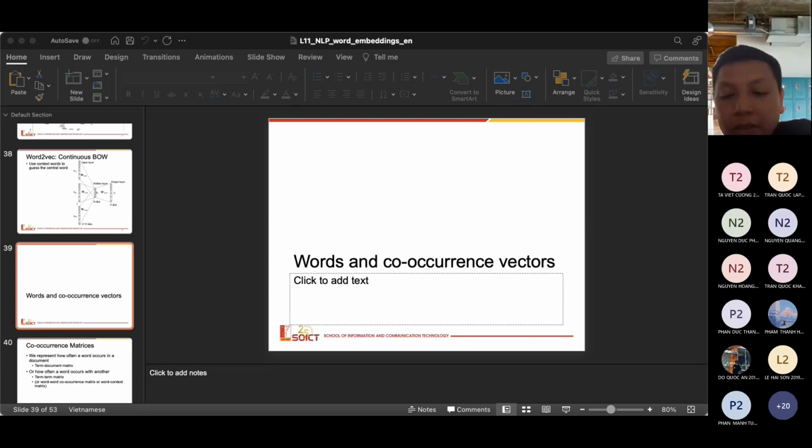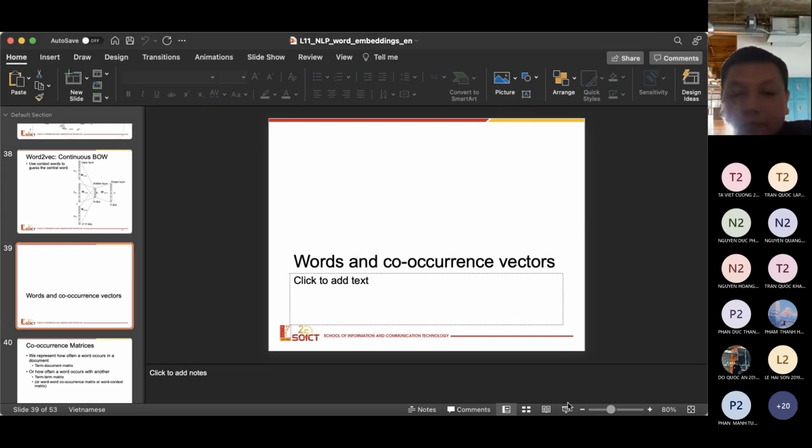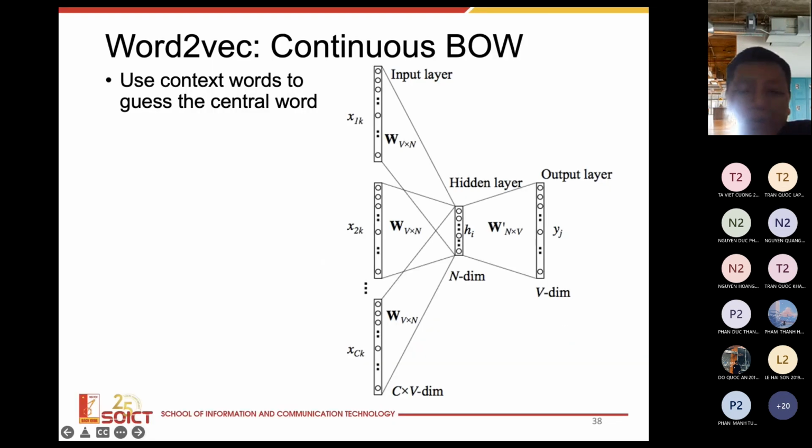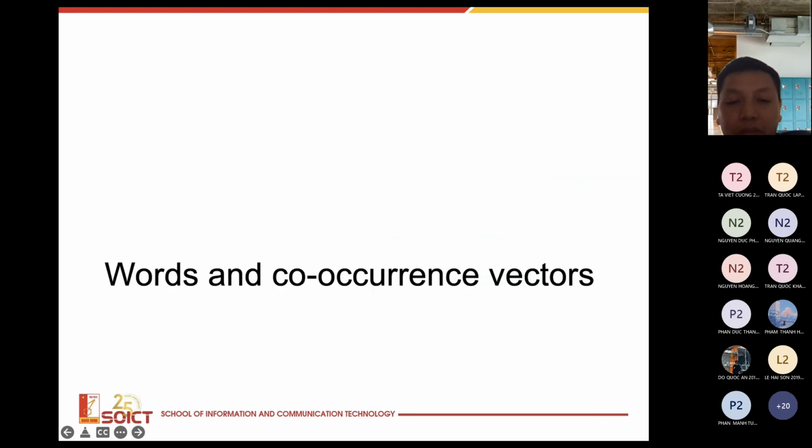Okay, so let's continue the lesson. Okay, so I will just present to you the approaches to actually calculate the word vector for every word in the corpus, right? Now we studied different approaches to calculate the word vector, and in this part we study a little bit about the word co-occurrence vector, right?